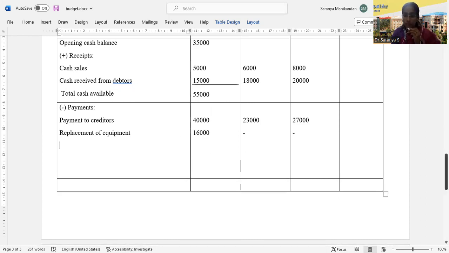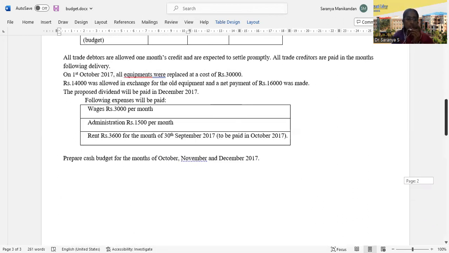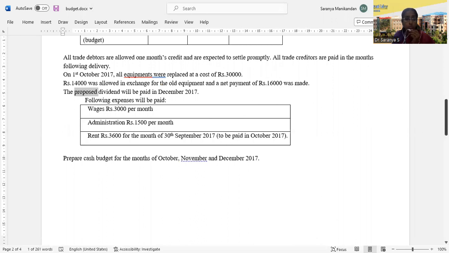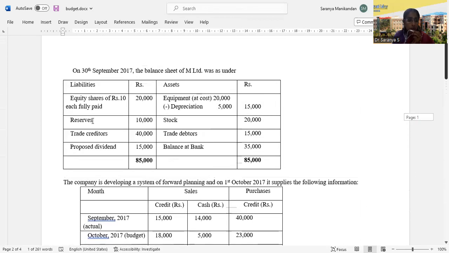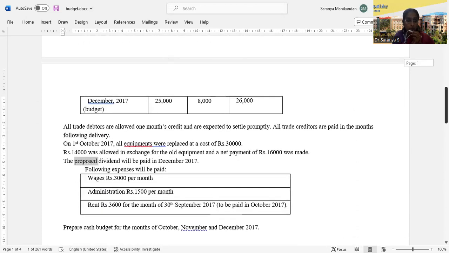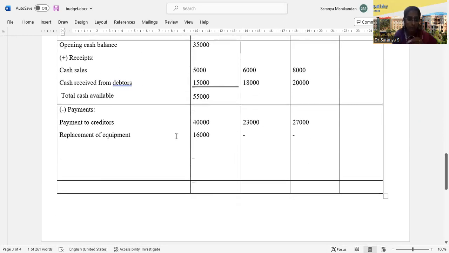Okay. And the next item is proposed dividend will be paid in December 2017. So the proposed dividend amount is not mentioned here, but then we have the balance sheet of September. So when we look into it, we have proposed dividend of 15,000. So that we are paying in the month of December. So we should write proposed dividend, the next item.